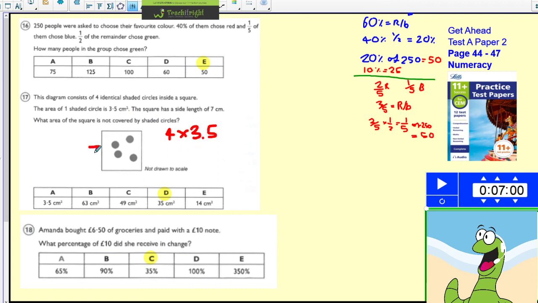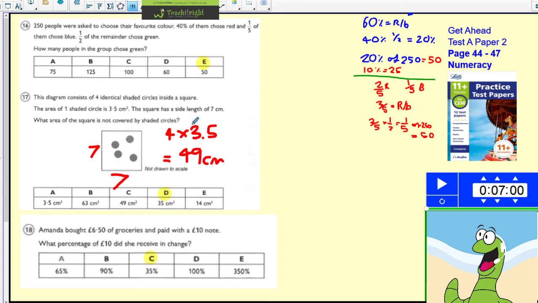The square has a side of 7, which means all the sides are 7. What area of the square is not covered by the shaded circles? Okay, well first off let's work out the area of the square. It's going to be 7 times 7. So the area of the whole square is going to be 49 centimeters squared, because it's base times height, 7 times 7.